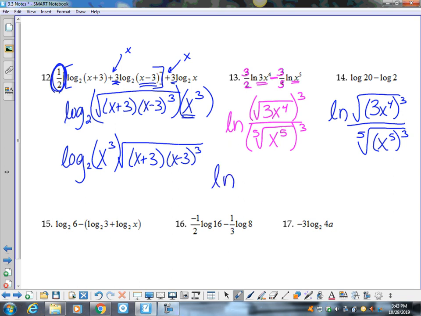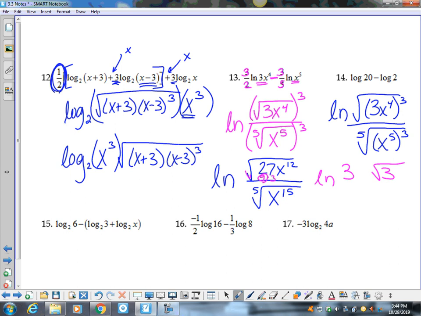I'm going to cube it first. So that's going to be 27x to the... when you have a power to a power, you multiply. So that's a 12 over the fifth root of x to the 15th. All right, now I'm going to clean. 27 is 9 times 3. So ln of 3 with a 3 left.